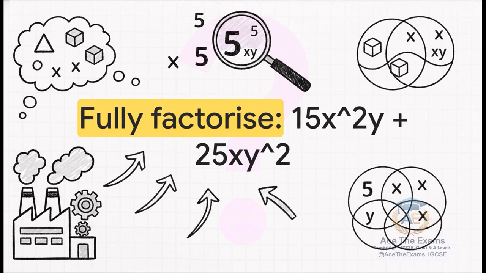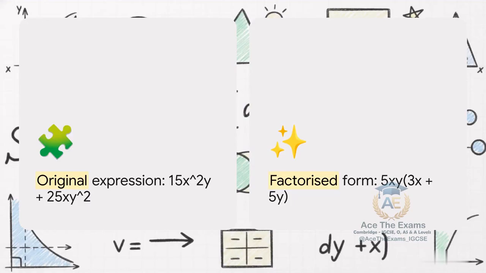Take it step by step, look at the numbers first, then look at the x's, then look at the y's. Pull out the largest possible pieces you can. Let's see how you did. Start with the numbers 15 and 25. The highest common numerical factor there is 5. Okay, boom, pull that out.